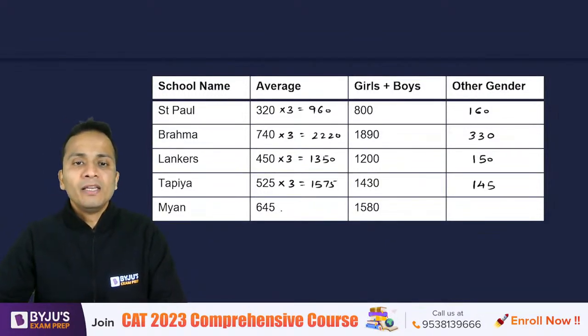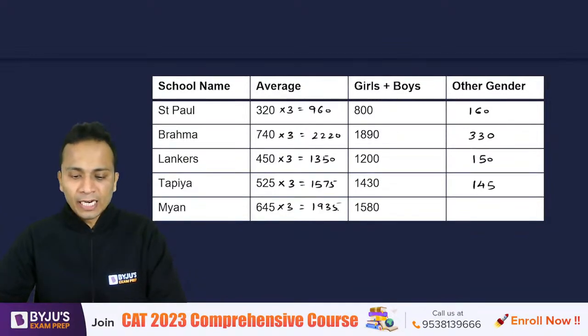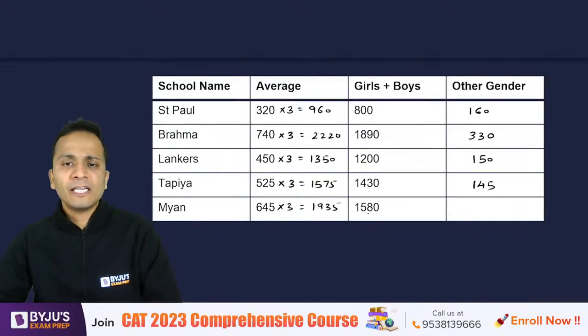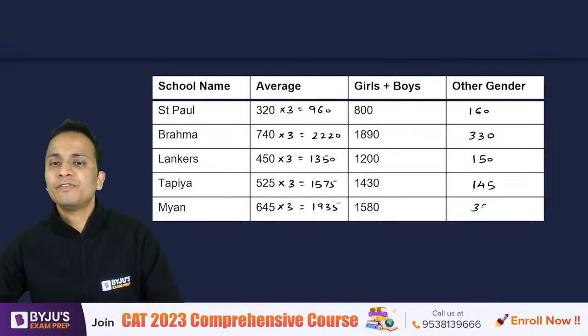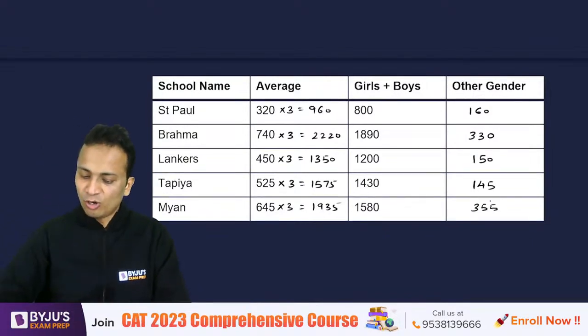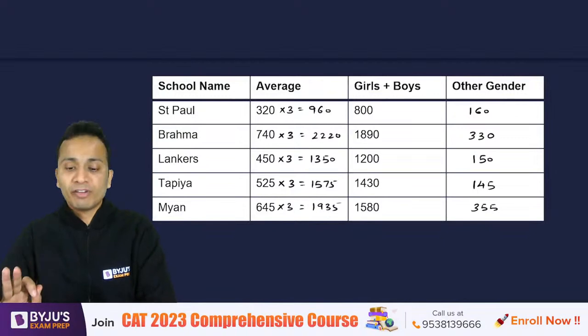Nice. Mine, 645 multiplied by 3 will give you 1800, 1900, 1935. Now 1935 में से 1580 minus करना है, so 435, 80, 355. 355 will be this number, and all of you are absolutely correct. Those who have given the answer.